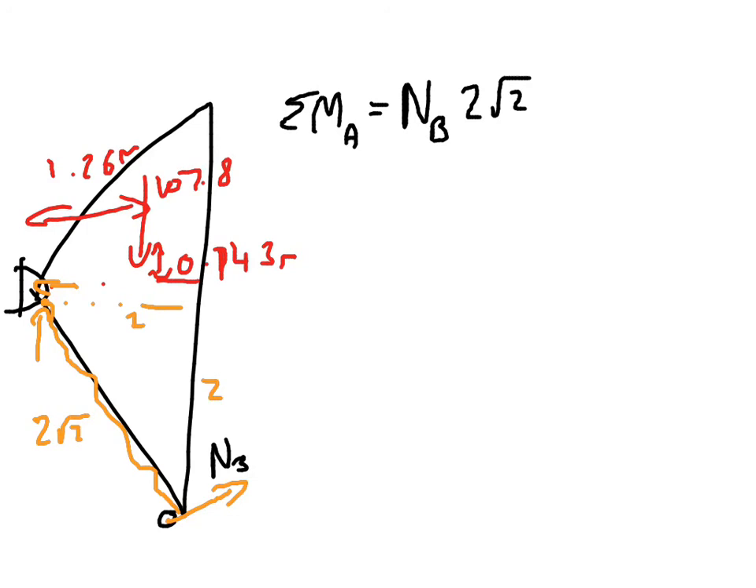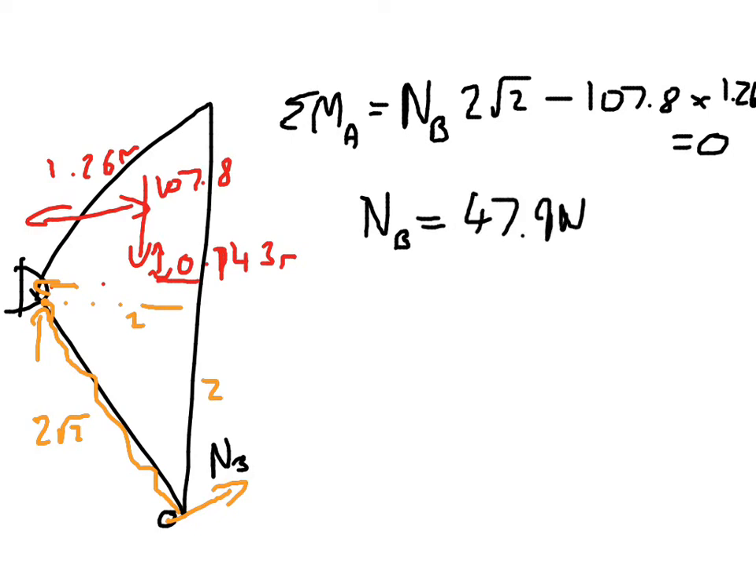And then we've got that force. We've also got our weight, which is 107.8, and that perpendicular distance from A is going to be its x position, 1.26 metres, and that all has to equal 0. Apologies, I can't get that on the same line. We can rearrange that. We can find our contact force is equal to 47.9 kilonewtons. We can then do some of the forces in the x and the y direction.